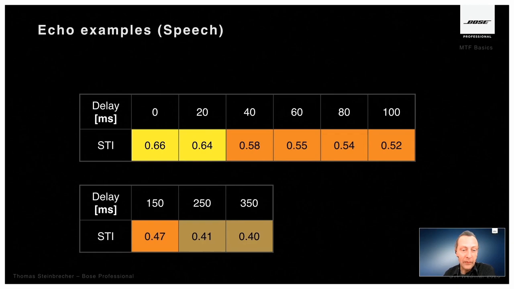Because we have reverberation in the room, we don't have STI numbers that go up to 1. So the best value we have is 0.66. And I'm just playing the standard track, and you see how it sounds in this 1 second room.